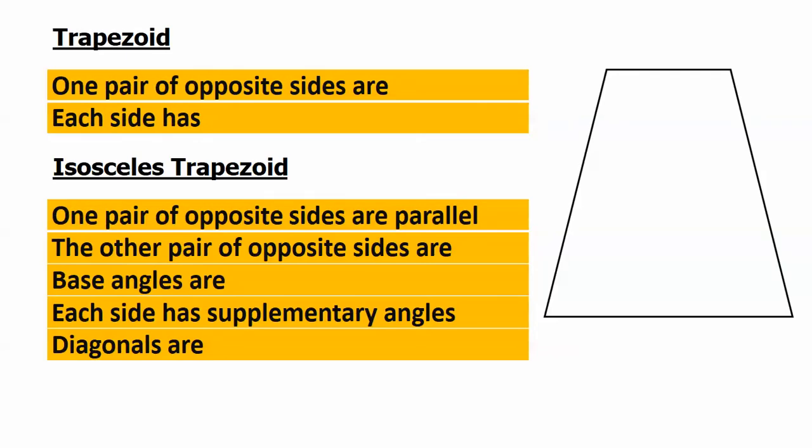In a trapezoid, one pair of opposite sides are parallel. These are called the bases. Each side has supplementary angles.